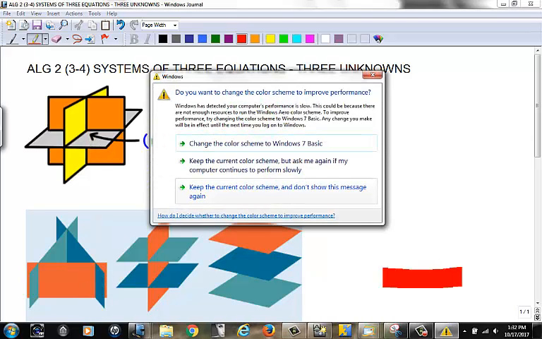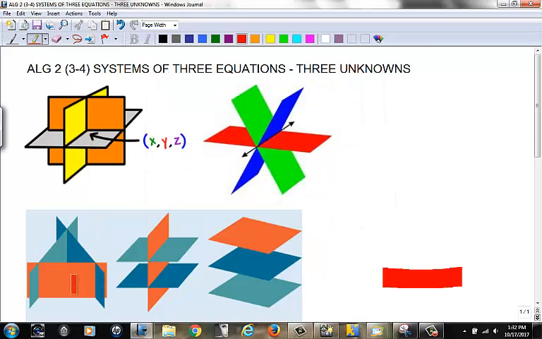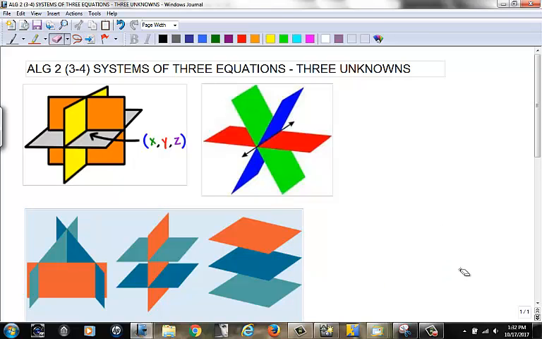Then you could also have the possibility where the planes don't intersect at all. So this is one possibility down here where the planes don't intersect. This would be another possibility, and this one where you have three parallel planes, they don't intersect at all. Down here, all three planes don't intersect. It has to be all three planes intersecting at either one point or at a line. So when they say no solution, these are your possibilities for your three planes.